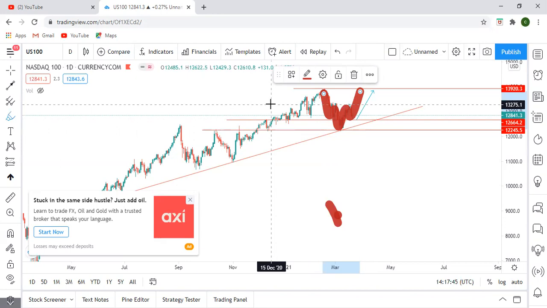I see an inverse head and shoulder. There's a possibility that the whole of this week we might push up.